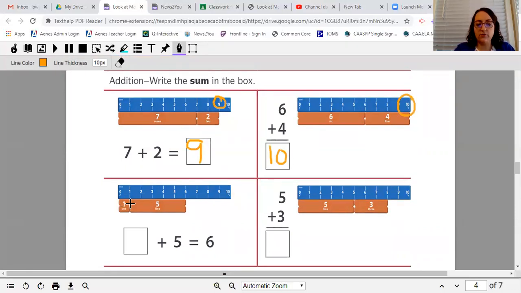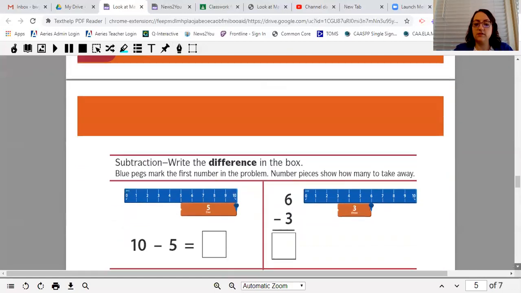On this side, we have 1, and we're going to add 5. So we're going to go 1, 2, 3, 4, 5 to get 6. And this time they wanted to know what we added at the beginning, which was 1. So here we had 5, and we're adding 3. So we're going 1, 2, 3 to get to 8.